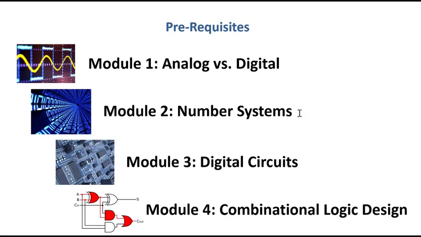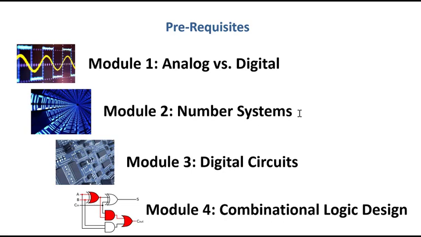Within number systems, we looked at things like representing groups of ones and zeros using the hexadecimal number system. We looked at basic binary arithmetic, such as addition and subtraction. And then we looked at representing negative numbers using 2's complement.